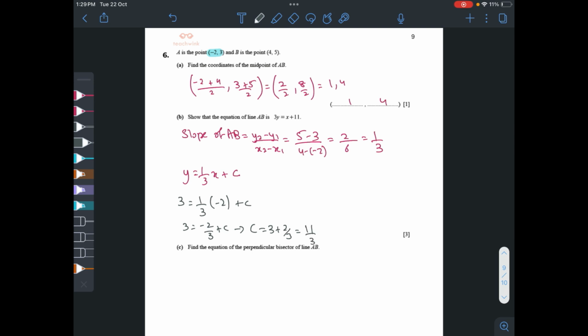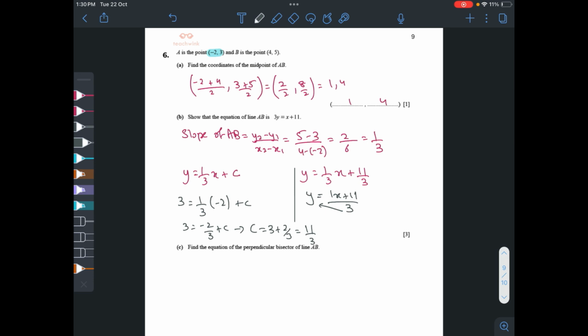Now, since we have 11 over 3, let's make this equation out of this. So, right now, my equation is y equals 1 over 3x plus 11 over 3. In order to convert this equation into this equation, I need to make sure that the 3 moves to the other side. How do I do that? First, I make y equals 1x plus 11 over 3, as I take 3 as the common LCM.